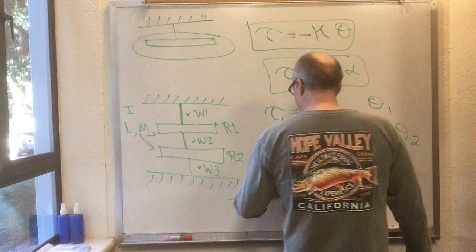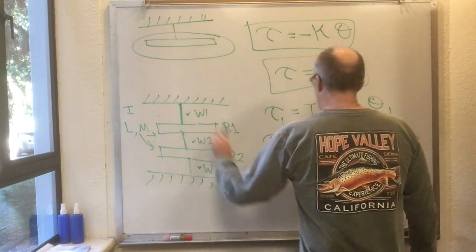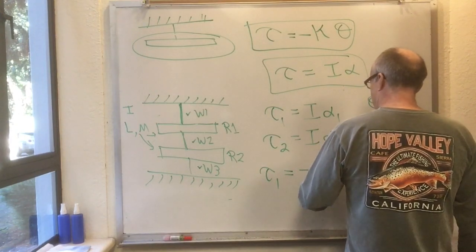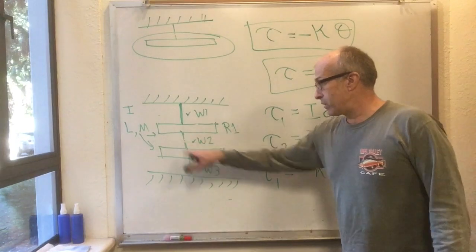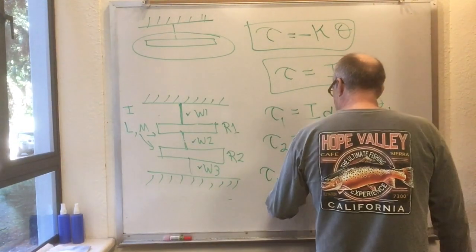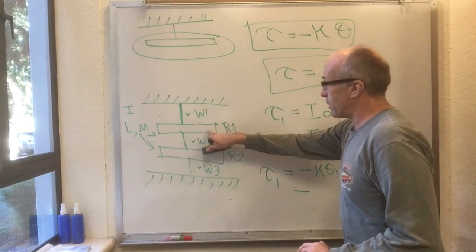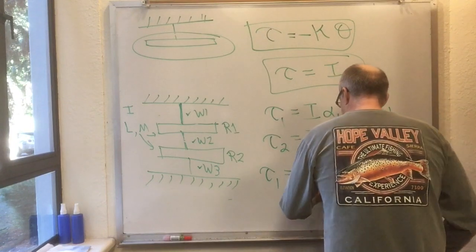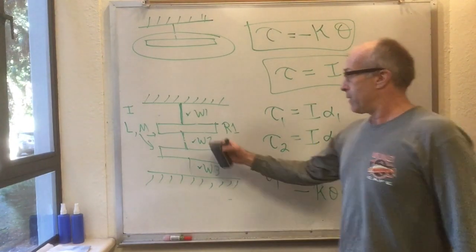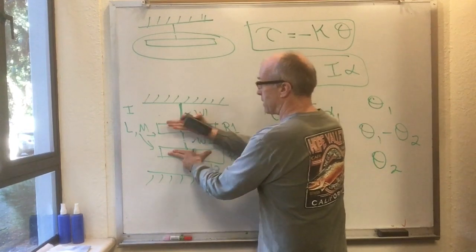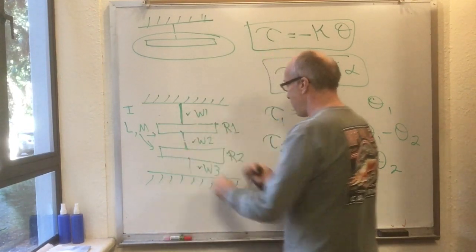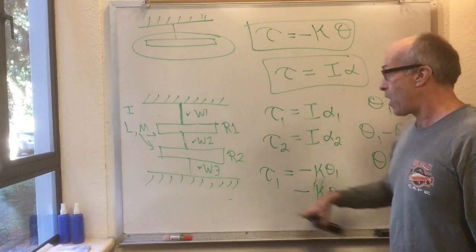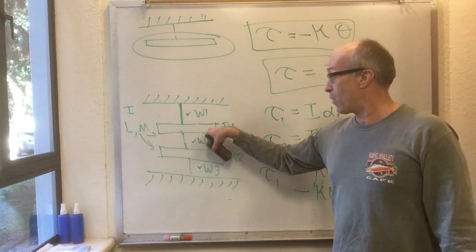Now the torque on rod 1 is, well, there's a torque due to that wire, and that's equal to minus kappa theta 1. But there's also a torque due to that wire. And if only this thing twisted and this thing didn't twist at all, then that would be another minus kappa theta 1. Because if this thing didn't twist at all, but this thing did twist, both of these wires would be opposing the twist. So we have minus kappa theta 1 minus kappa theta 1 if this one doesn't twist along with this one.